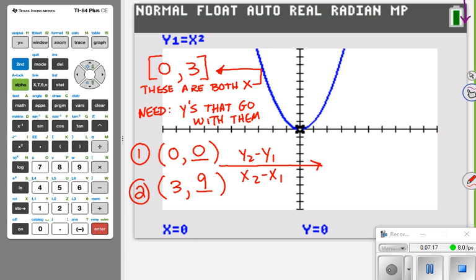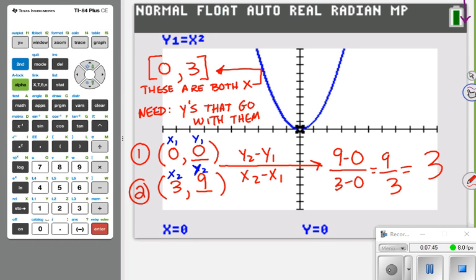Let me label everything over here. Point 1, x. Point 1, y. This is point 2's x. This is point number 2's y. So the numerator will be 9 minus 0. The denominator will be 3 minus 0. That's 9 over 3. So the slope is positive 3.